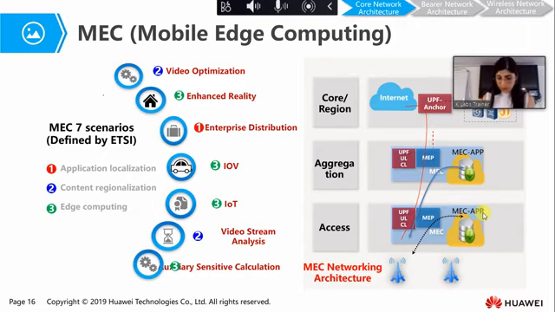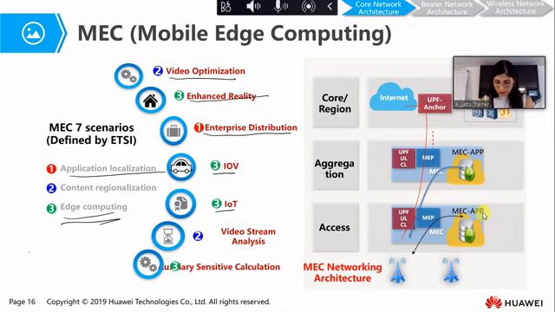So for example, we have video optimization, which is content regionalization. Enhanced reality is edge computing, because in this case we also need low latencies. Enterprise distribution is application localization. IoV and IoT are edge computing. Video stream analysis is content regionalization. And sensitive calculation is edge computing.